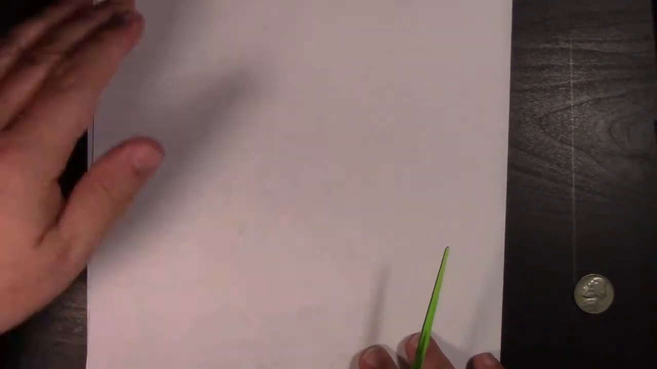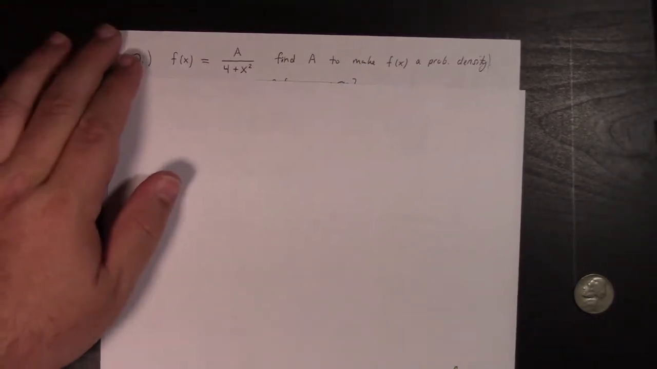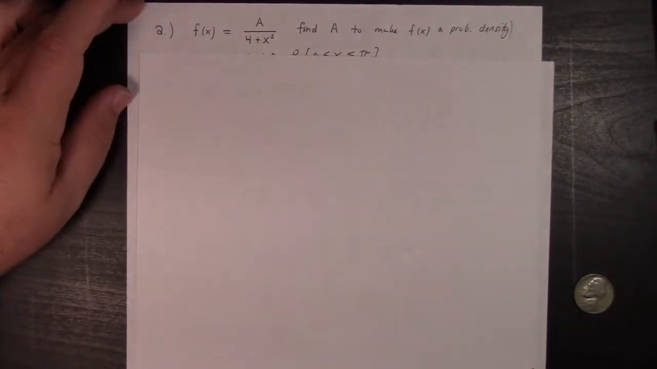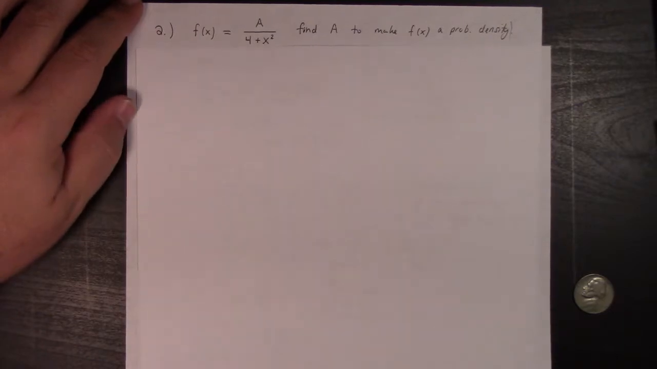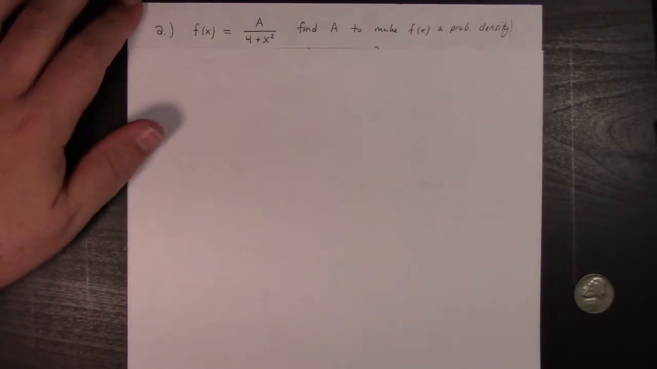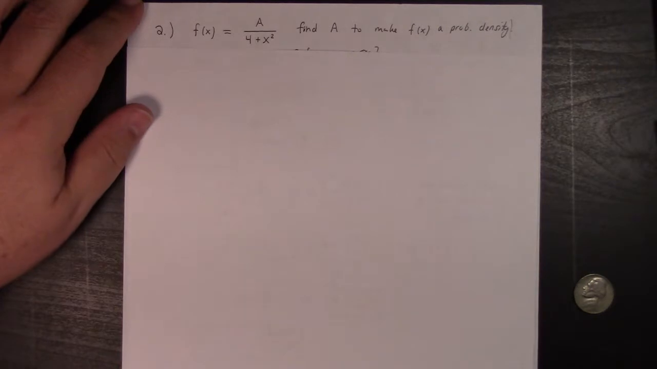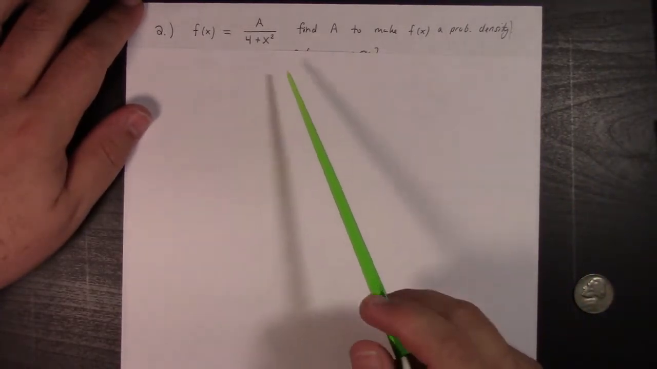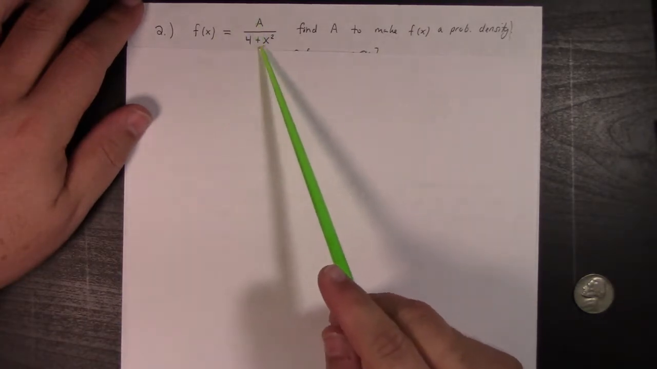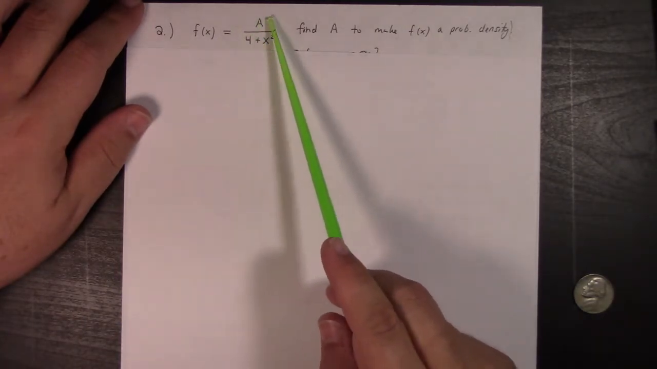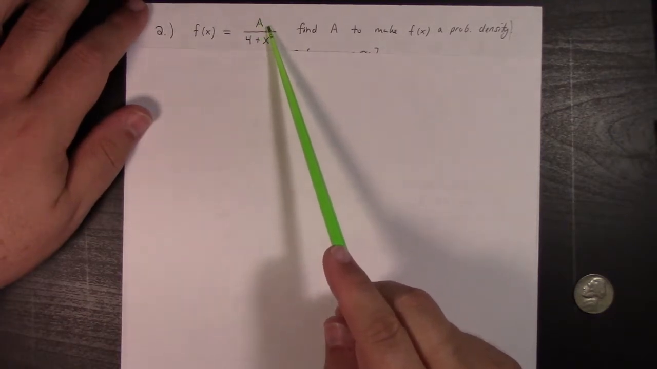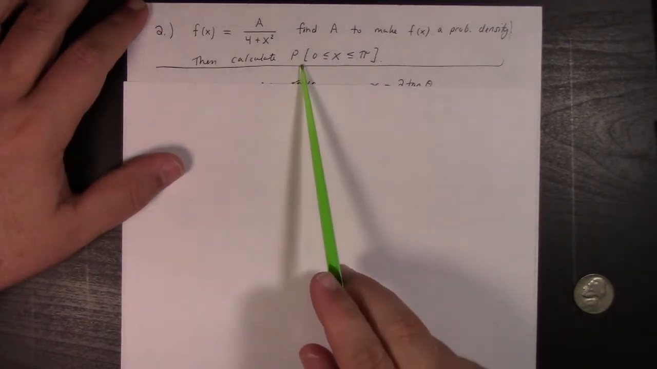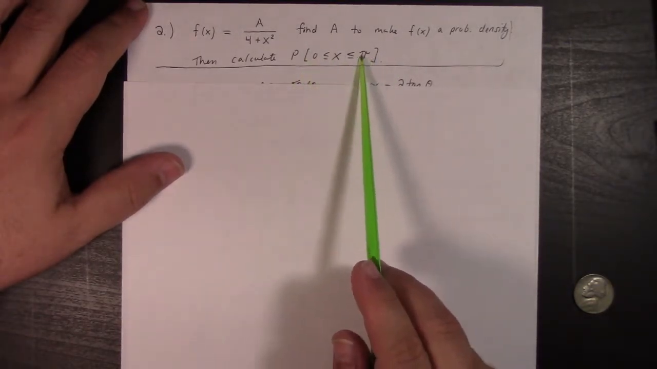So this is kind of a nice calculus example because it gives us a way to ask you an improper integral and also focus on an application of calculus which is interesting to a lot of people, namely probability density. Okay, so f of x is a over 4 plus x squared. And the question is, what should we make a equal to in order to make f of x a probability density? And then we're going to calculate the probability that x lies between 0 and pi once we did that.